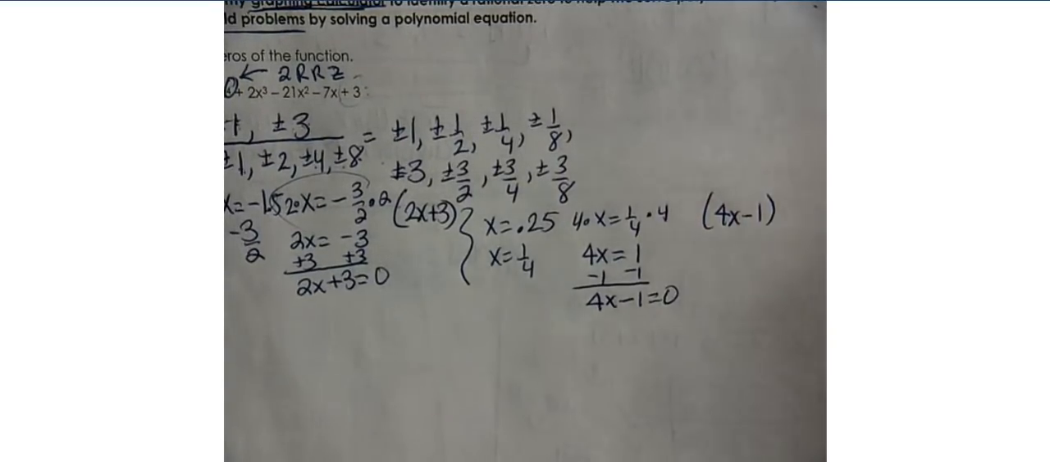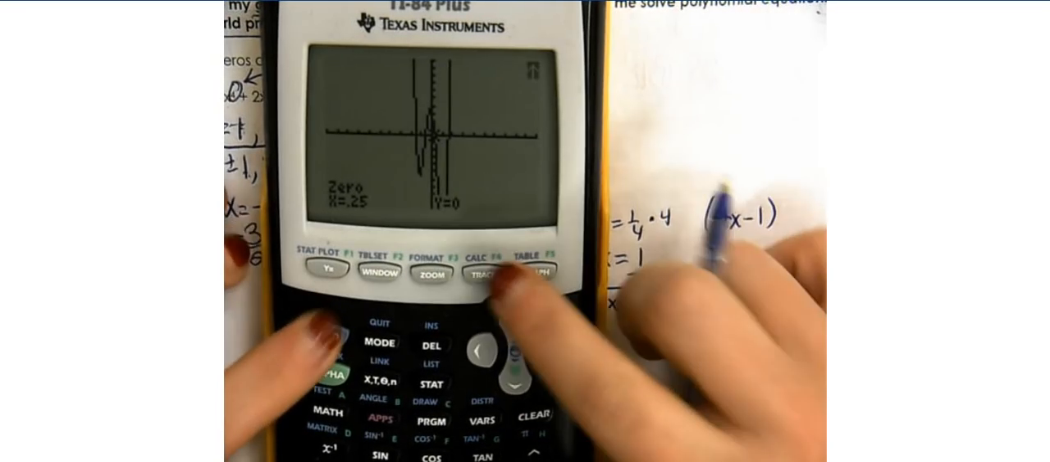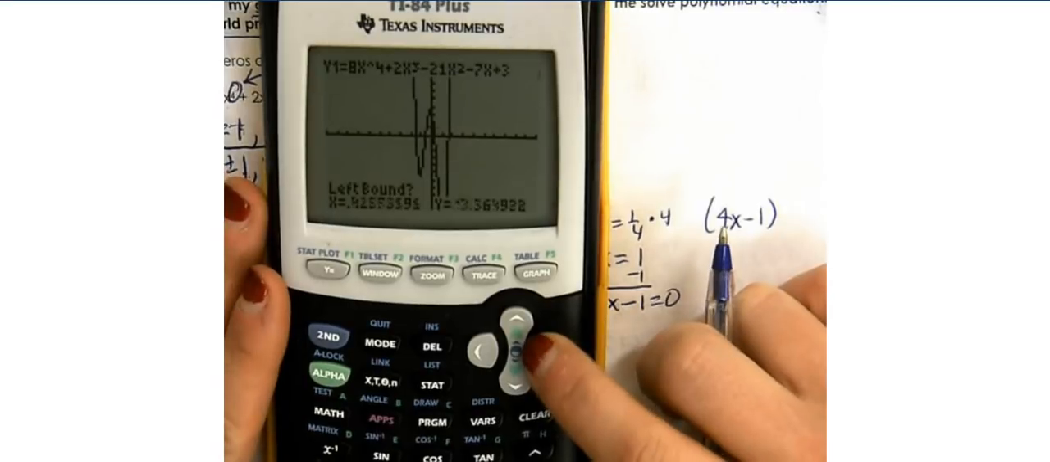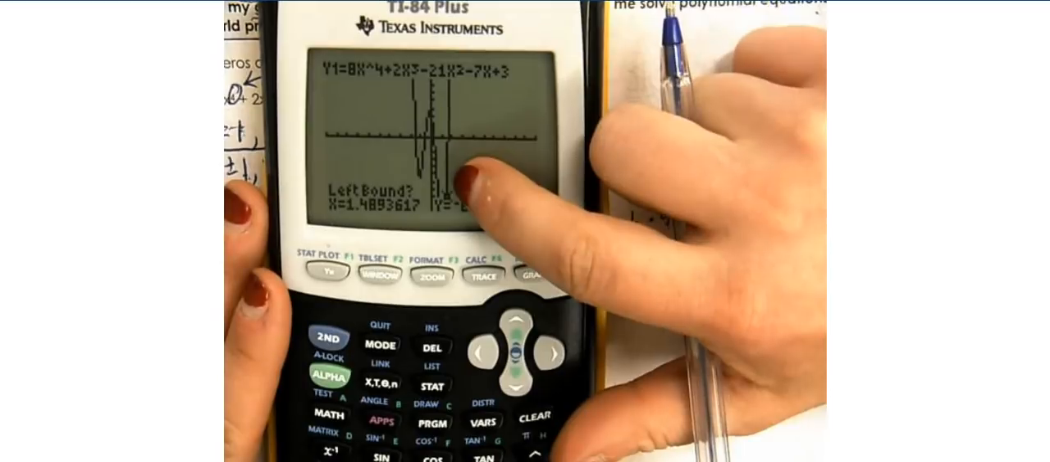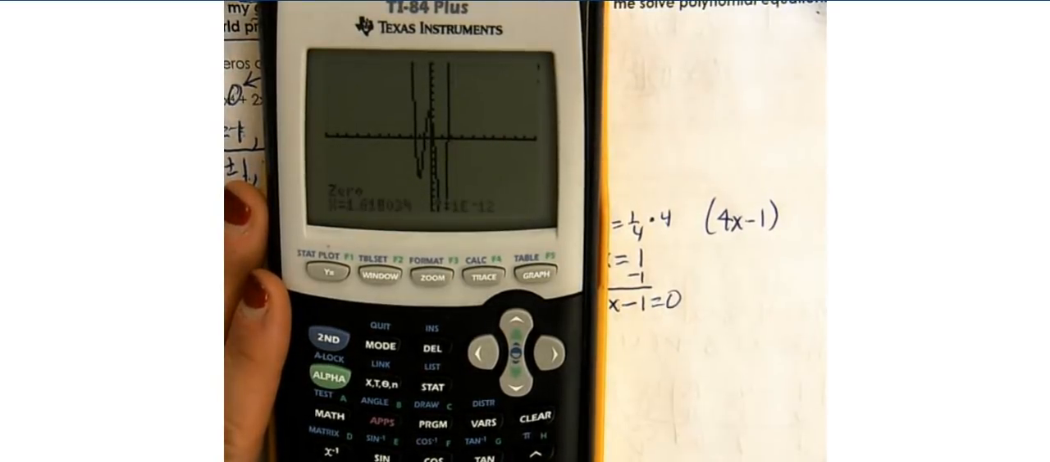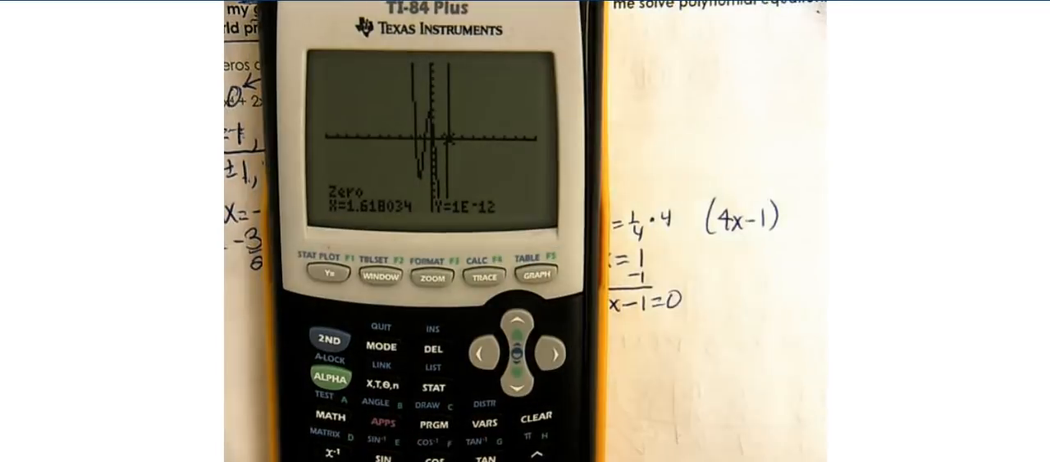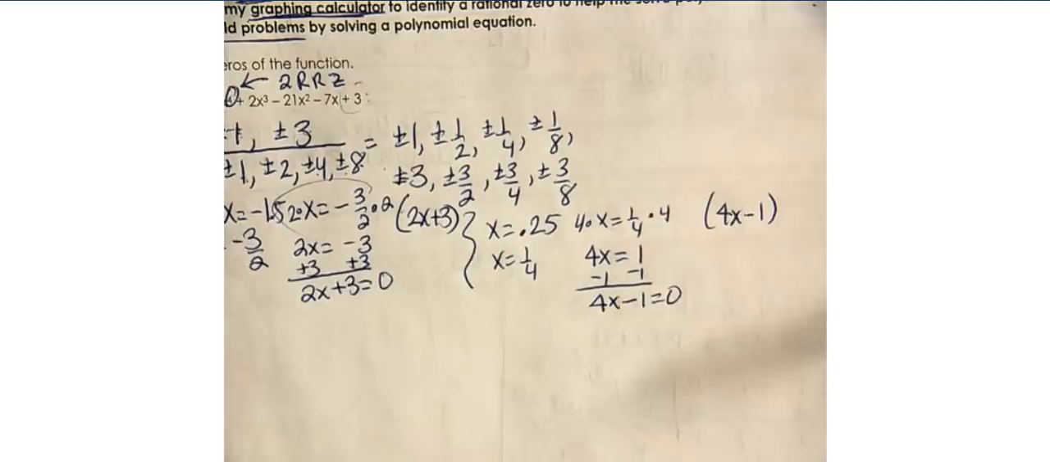All right, well, let's just verify that we can't find something nicer. So I'm going to go second trace and go down to zero, and I'll try to find what that other zero is right here. It looks like this is down here to the left. Enter, to the right, enter, enter. Okay, that is super ugly, so I'm going to say we found all of our rational zeros.